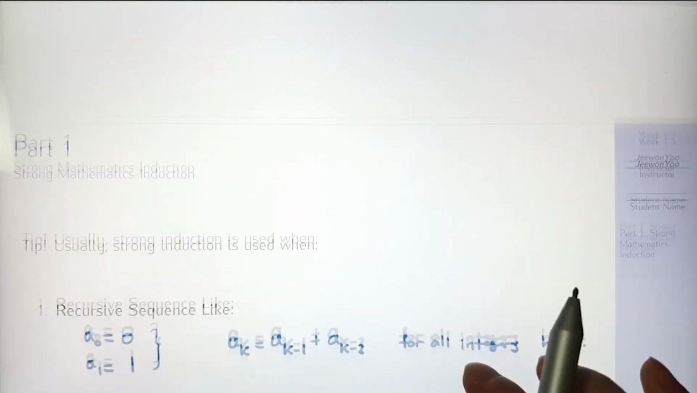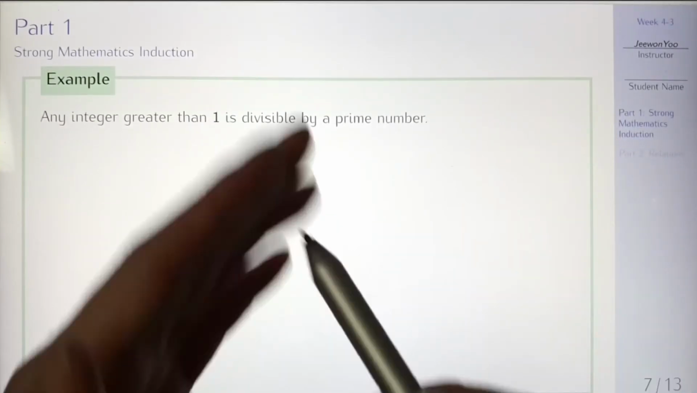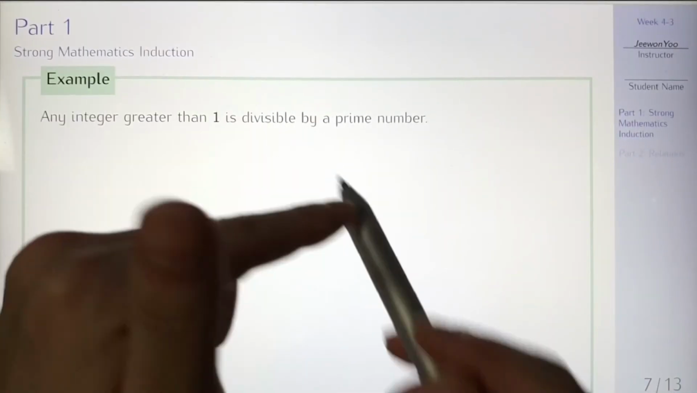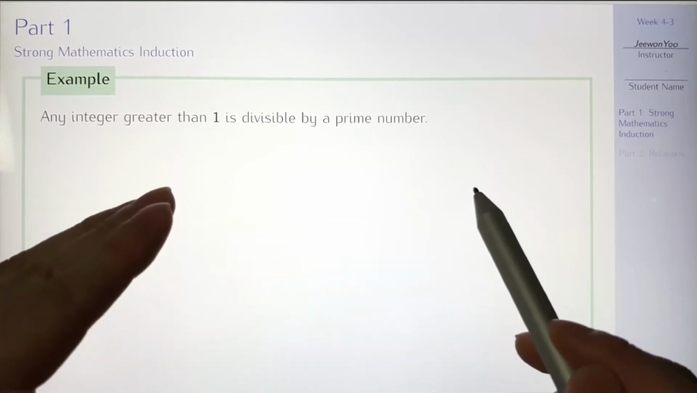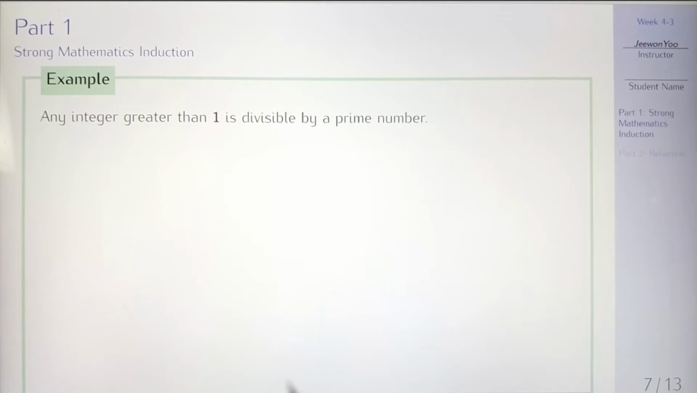Okay, let's try the last example. This is something to do with prime numbers. In case some people forget about the definition of prime numbers and composite numbers formally with the quantifiers, I'm going to give it to you right now. Please take a look closely. We're going to use those definitions.